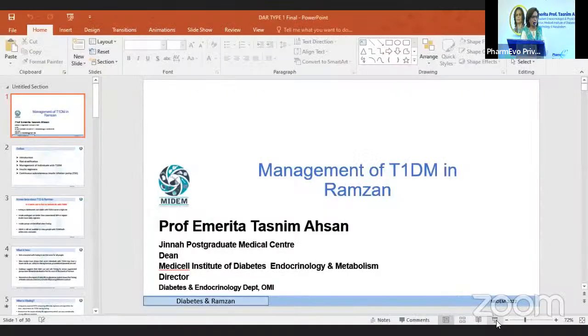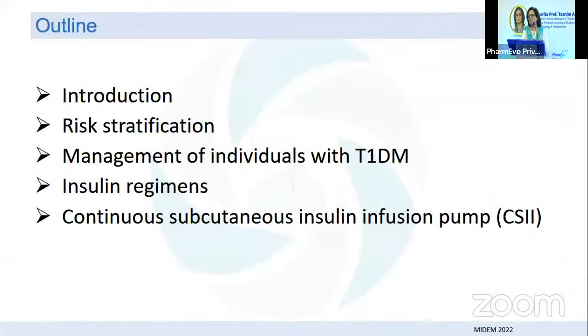A little introduction, risk stratification. We've talked a lot about that. Management of individuals with type 1 diabetes, the various insulin regimens, and a little bit about continuous subcutaneous insulin infusion through a pump. If most of you are general practitioners here, pump is not your problem because it is so expensive that it would be in a consultant diabetes practice that somebody would be monitoring or supervising pump therapy. So don't worry your head too much about it.